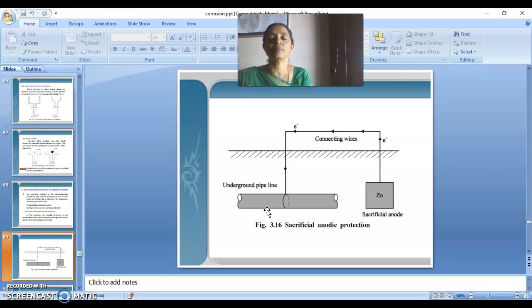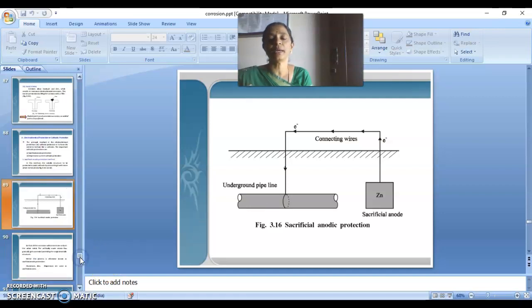Here the more active metal zinc is acting as anode. It forces the underground pipeline metal iron to act as a cathode. So here the cathodic material is the underground pipeline and the more active metal is zinc. Similar to zinc, we can connect magnesium and aluminum rods also. By connecting this zinc with the underground pipeline, all types of corrosion are concentrated on the more active metal zinc.